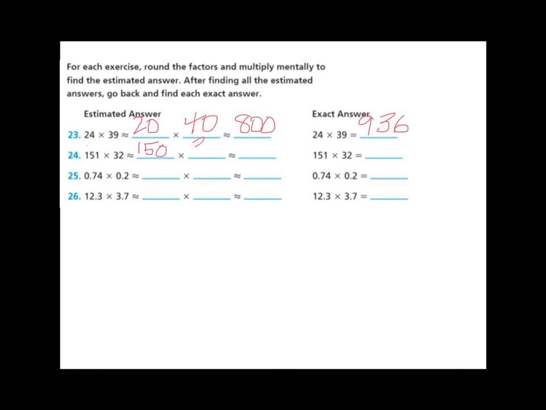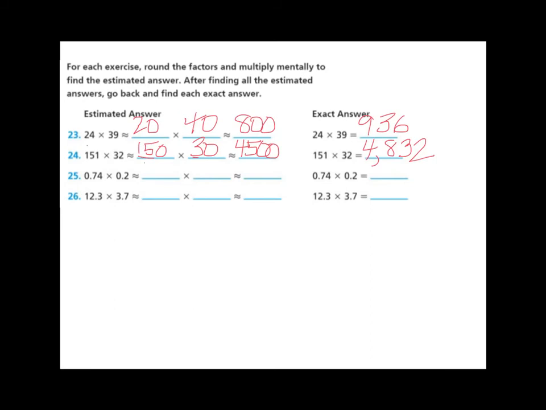Times 30, which is going to give me, because I can do 15 times 3 in my head, 4,500. Now if I actually do 151 times 32, I'm going to get 4,832, which is pretty close. You can kind of see that you're in the ballpark at least.